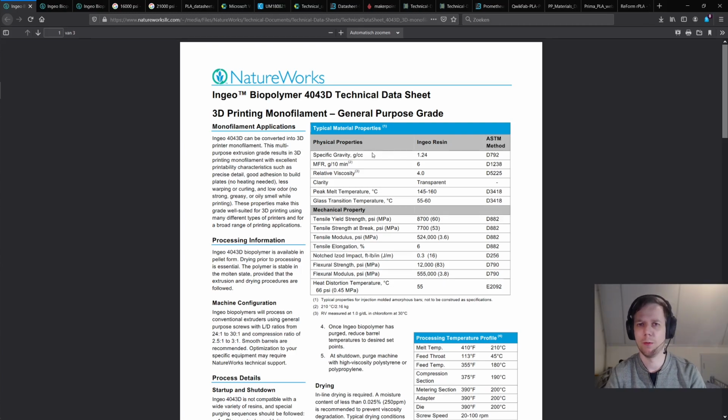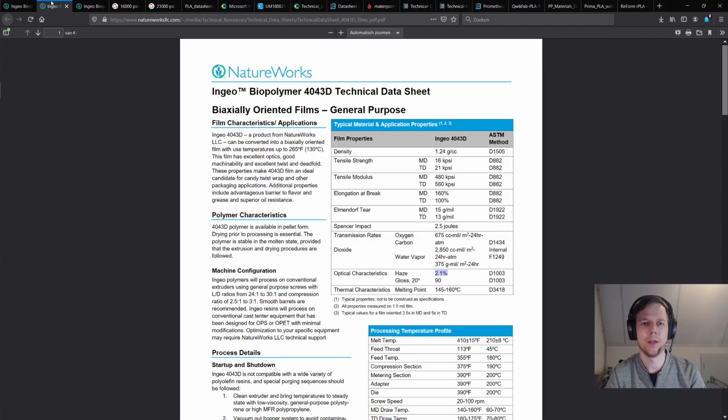Most PLA in the world ultimately comes from Natureworks. And here I have one of their data sheets open. In this case, it is biopolymer 4043D 3D printing monofilament. And here I have another data sheet, also for biopolymer 4043D, but this time for biaxially oriented films.